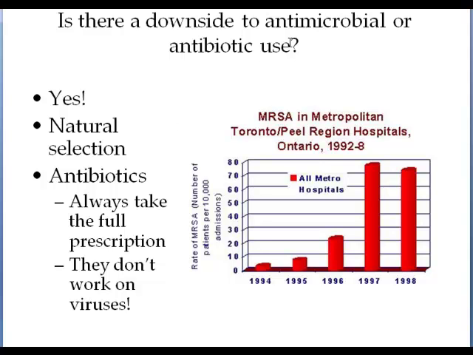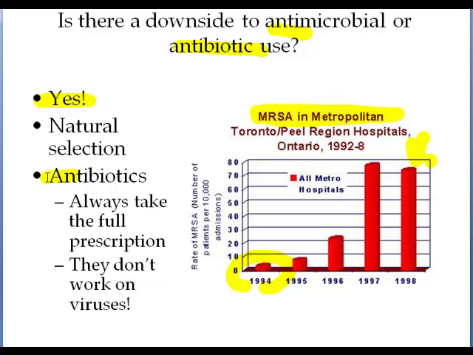Is there a downside to antimicrobial use? Oh yes, definitely. We all know what that is. That is the rising number of MRSA cases in many hospitals, and you can see up here compared to 1994, where very few patients had MRSA, almost 5, look at the number by 1998. It's like almost 70% or 80% of the people had it.